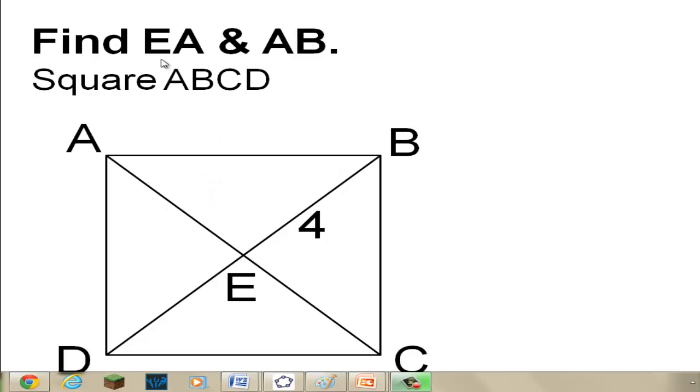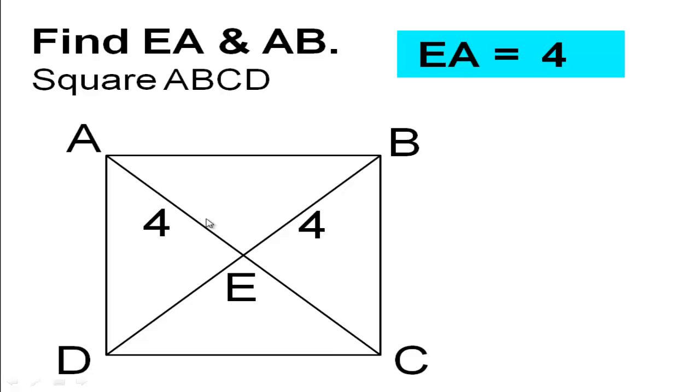So let's see. How do I find EA? Here is EA. Well, if the diagonals are congruent, that means that diagonal BD is equal to 8. That means AC has to be 8. Therefore, AE has to be 4. EA is 4. There it is. Okay? The next question is AB.